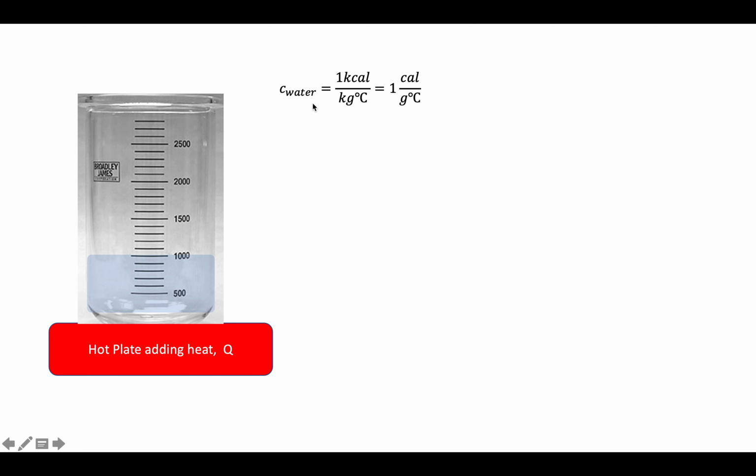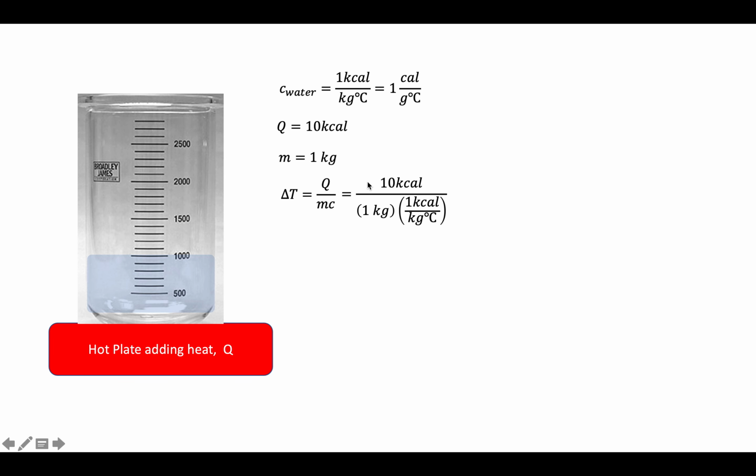Since this is water, we know that the specific heat of water is 1 kilocalorie per kilogram degree Celsius, or 1 calorie per gram degree Celsius. We're going to add 10 kilocalories of heat from the hot plate. The mass is 1 kilogram with 1,000 milliliters of water, and we're interested in knowing what happens to the temperature. Does the temperature change when we add this amount of energy?